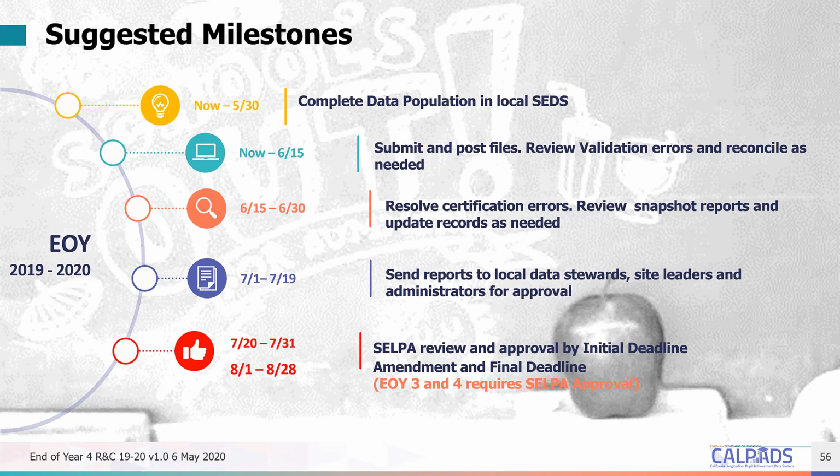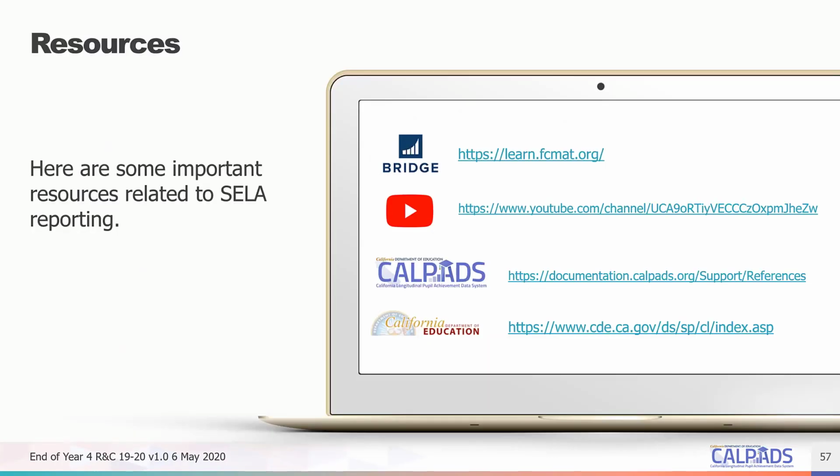You're going to have LPAC testing. There's just a lot going on in August, preparing for the new school year. I mean, things more important than data reporting is actually how students are going to be served given the current situation. So you want to do this as soon as possible, right? And just remember that EOY 3 and end of year 4 will require the SELPA approval. Can't say that enough.